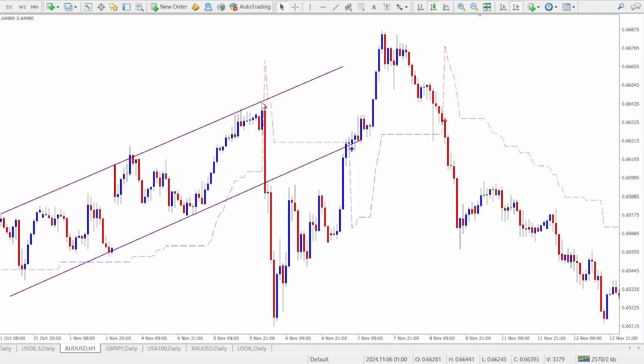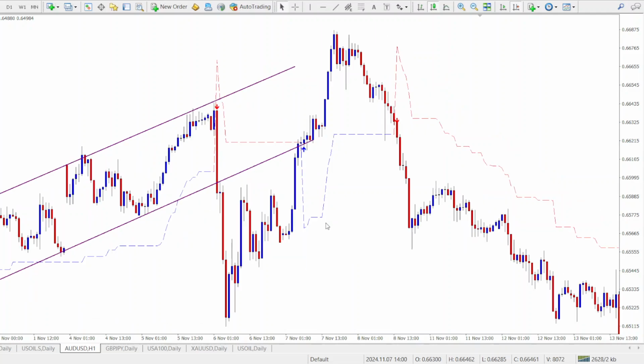But the indicator predicted a bearish reversal here. With the aid of this arrow, it gave a sell signal. And you can see that the price sold afterwards, all the way down to this point. We had a breakout from the channel and the price dipped all the way to this support zone.